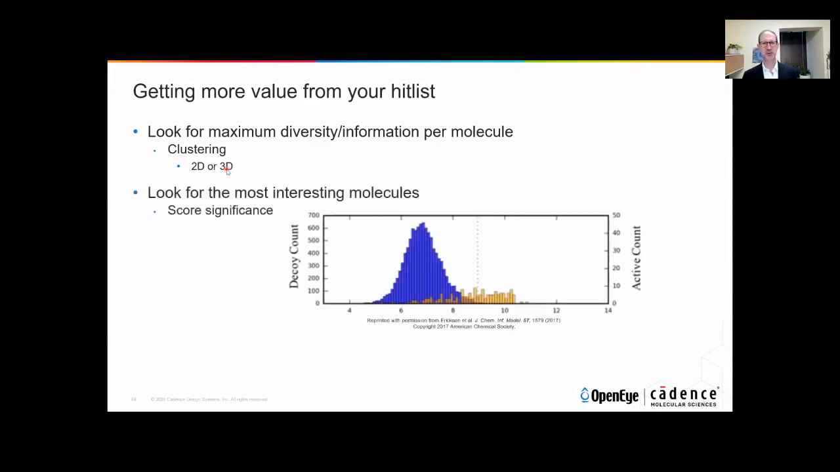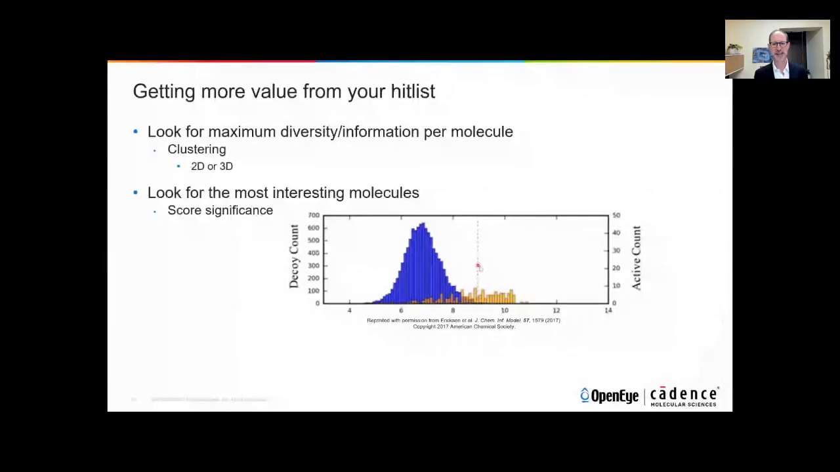Look for the molecules that are most interesting. You'll always get top scoring molecules by definition, but are the top scoring molecules unusually high scoring in the context of your particular calculation? What you're looking for is a background distribution of inactive and uninteresting molecules here in blue, and then a small distribution of molecules that have a different mean and standard deviation, and this is, you hope, where your active molecules are.